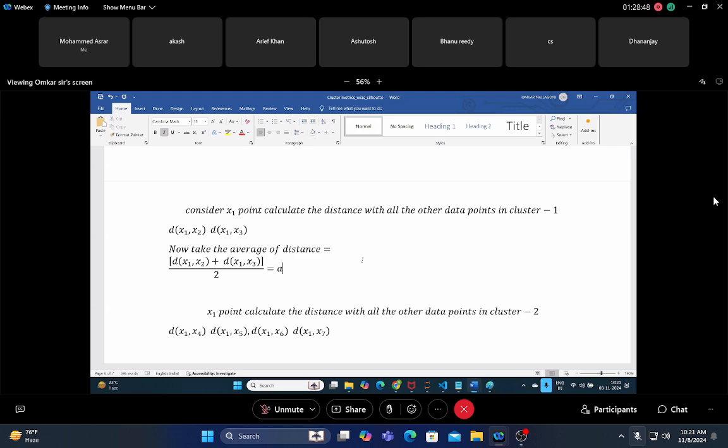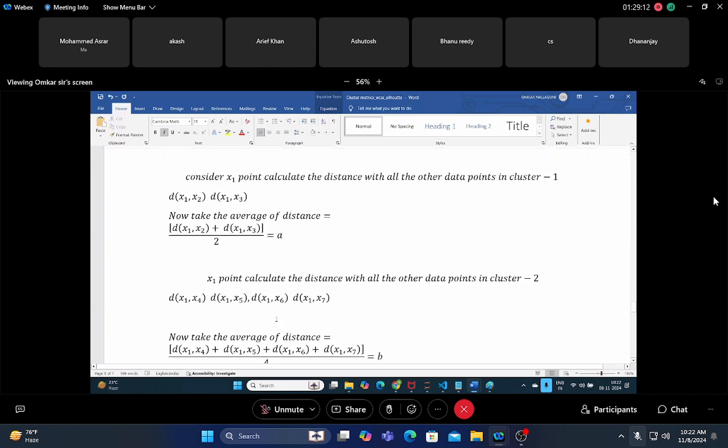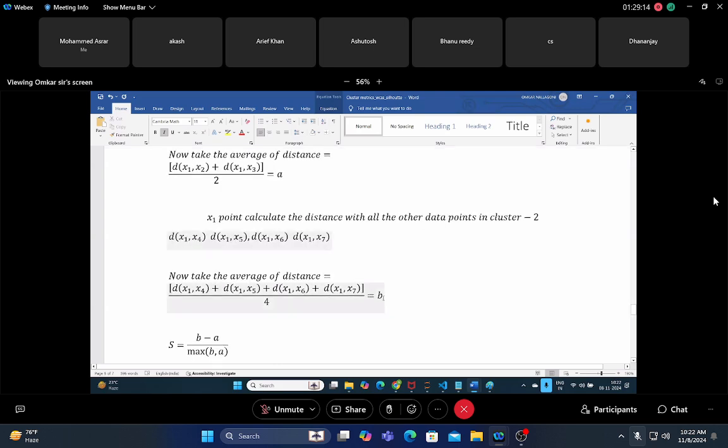Similarly, x1 with all other clusters. Who are all the other clusters? x1 with x4, x1 with x5, x1 with x6, meaning you are with friends in the other group. Now x1 is always thinking about what? About the other friends. So he is calculating the distance to the other people. So that is nothing but what? B. Like that, you think like that.